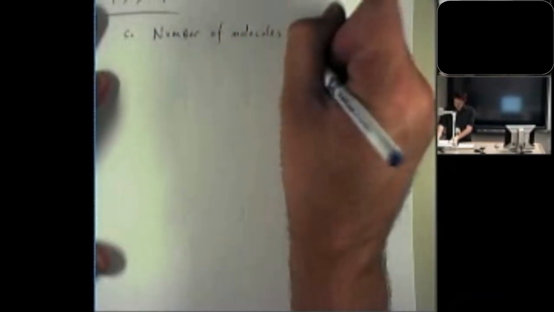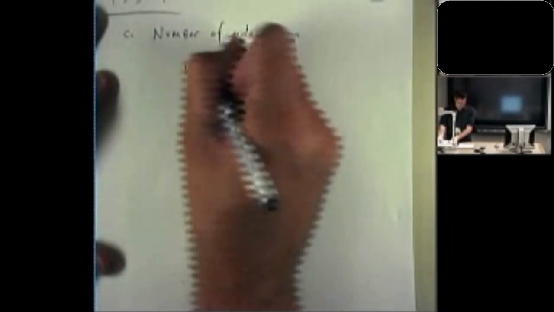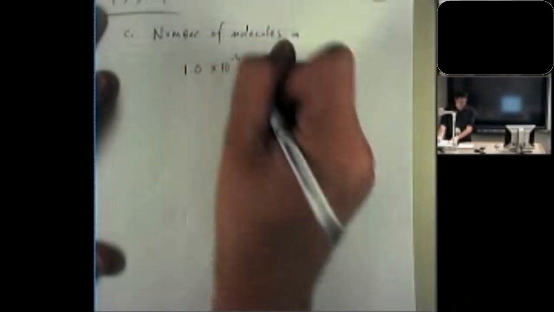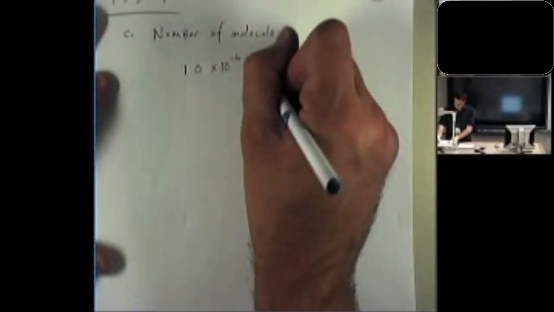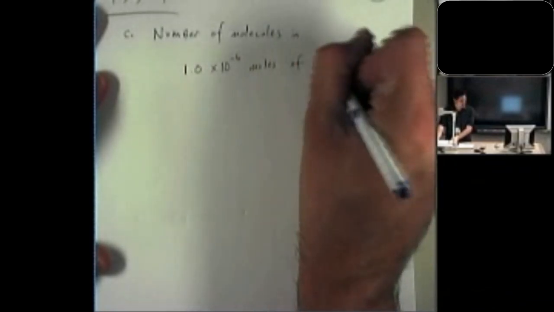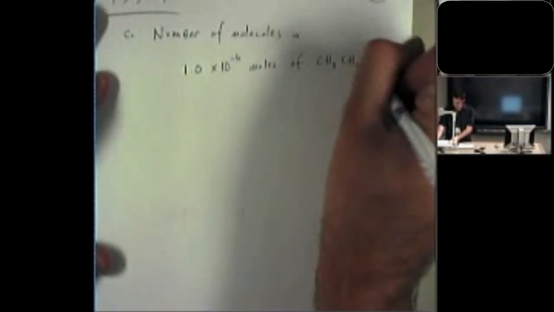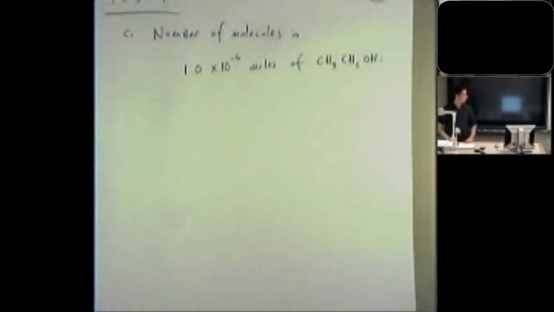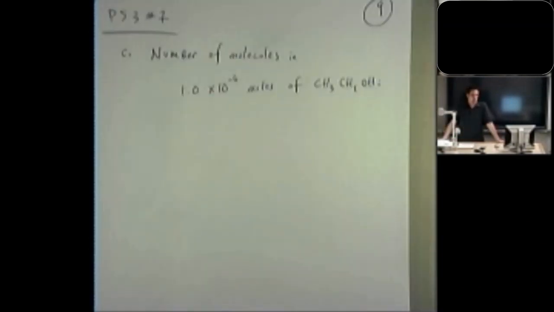I want to do problem set 3, number 7, part C. In part C, I don't ask for moles. I ask for the number of molecules in 1 times 10 to the negative 6th moles of CH3CH2OH. Wow, that looks like a crazy hairy problem.